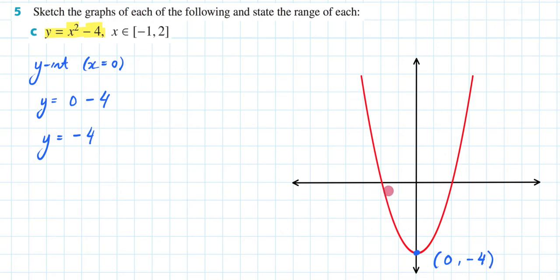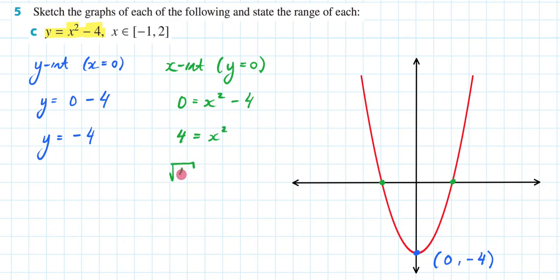Then I need to find what my x-intercepts are going to be. I'm going to have one here and one here. My x-ints are going to be when y equals 0. So it's going to be 0 equals x squared minus 4. I'm going to plus 4 to both sides. Then I'm going to square root both sides. I'm going to get the square root of 4 equals x. And it's important to remember we're going to have a plus or minus. So it's going to be plus or minus 2 equals x. So here is going to be -2, and over here it will be 2.